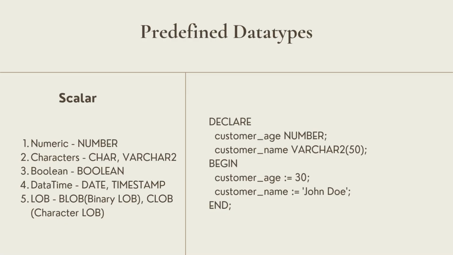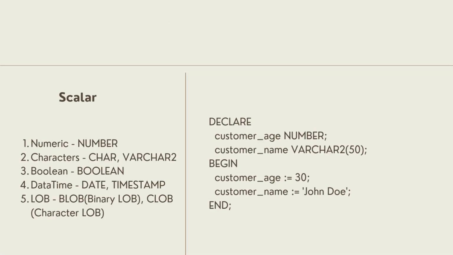The example displayed on screen explains how to assign the data types. Like customer age is a numeric value, so it is assigned number. Name can be a collection of first name, middle name, and last name, so length may vary. That's why it is assigned as varchar2, with max length as 50.